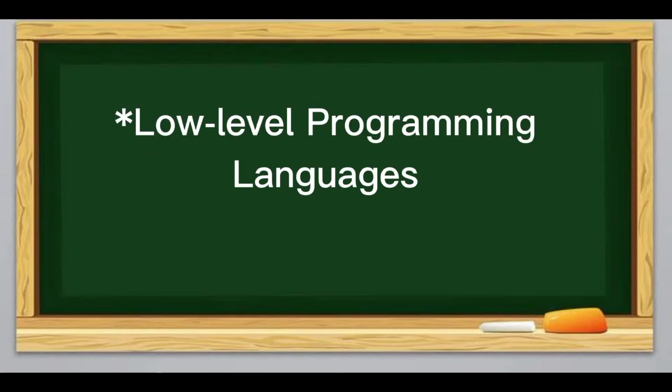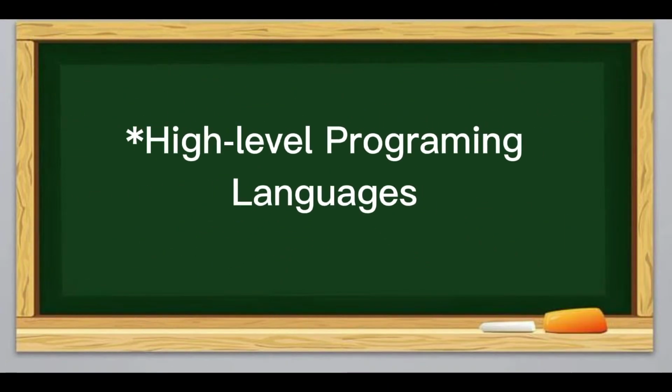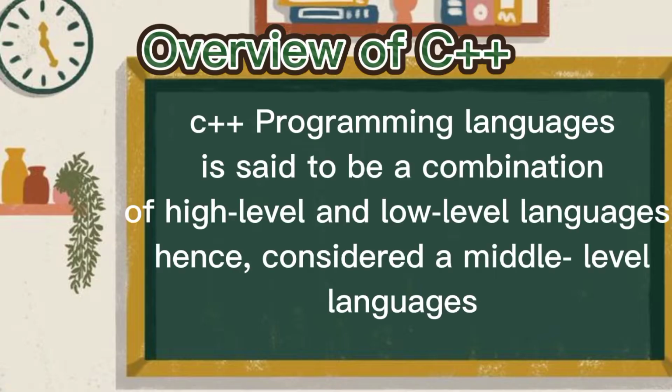One is low-level programming language. These are languages that have little or no abstraction of programming concepts and are very close to machine instructions. Examples of these are machine code and assembly language. The other one is high-level programming language. These are languages that have a very high abstraction of programming concepts and are written in a form that is close to human language. Examples of these are Java, Visual Basic, Python, and others.